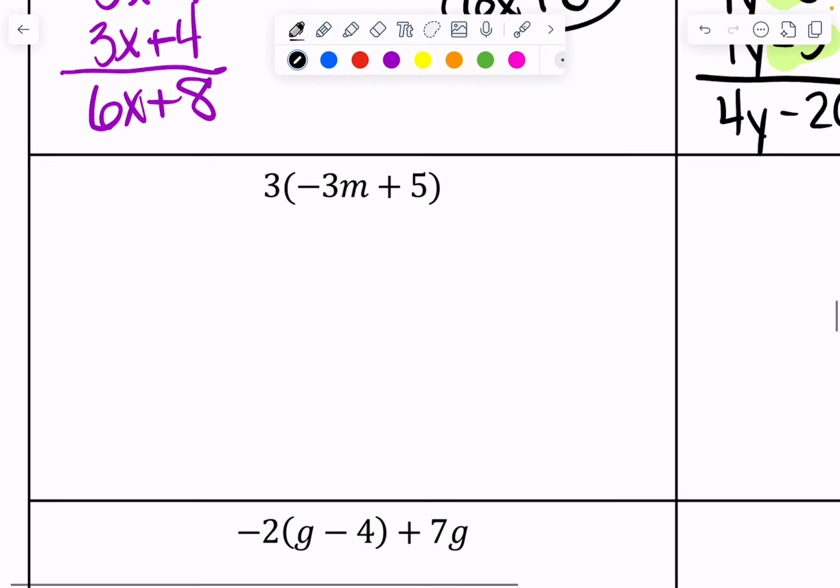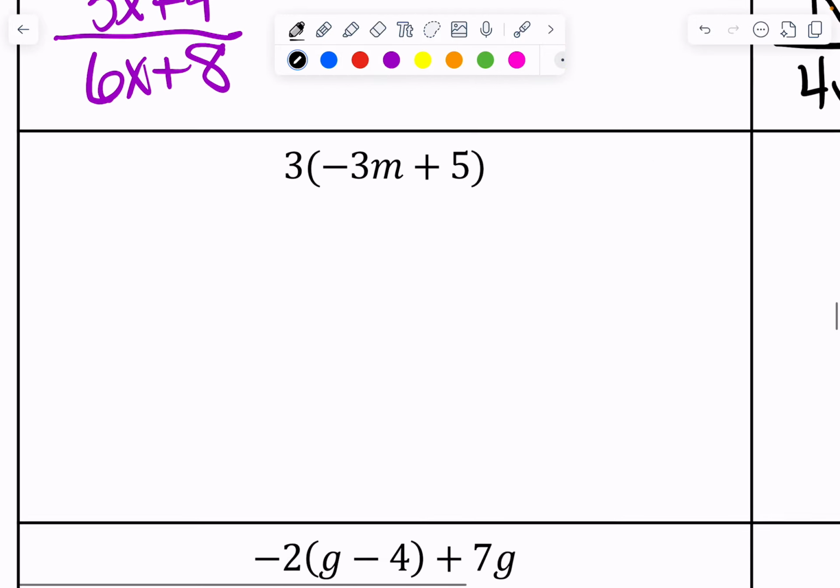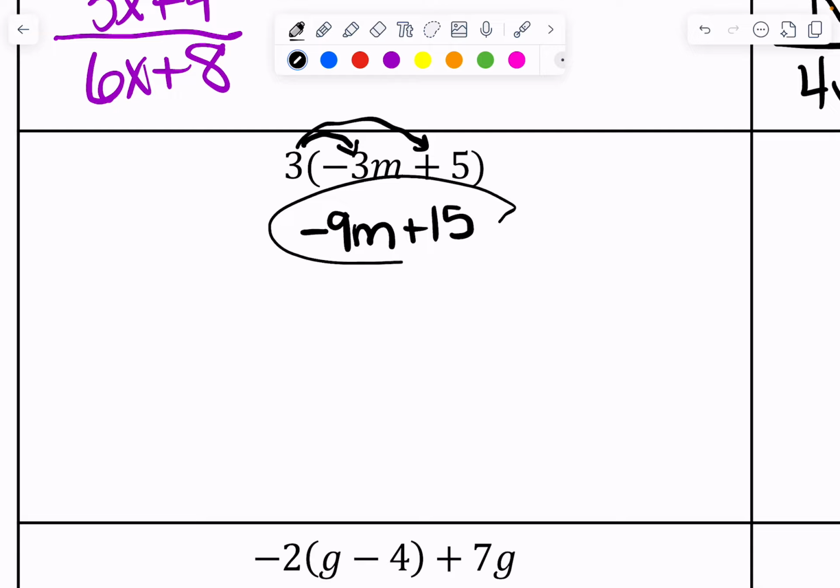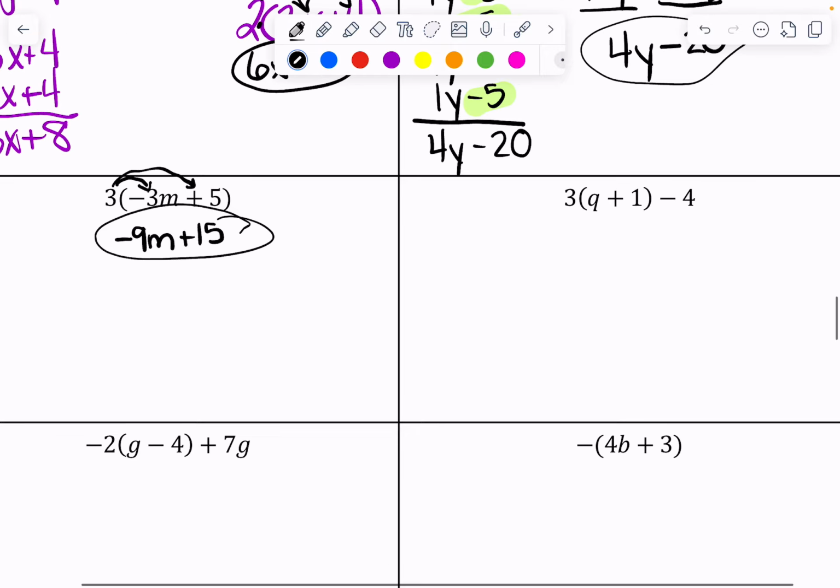Looking at this next one, we have 3 times negative 3m plus 5. I can distribute using multiplication, so 3 times negative 3m gives me negative 9m. 3 times positive 5 gives me positive 15. I get negative 9m plus 15. I have no parentheses, I have no like terms. This is my simplest form.